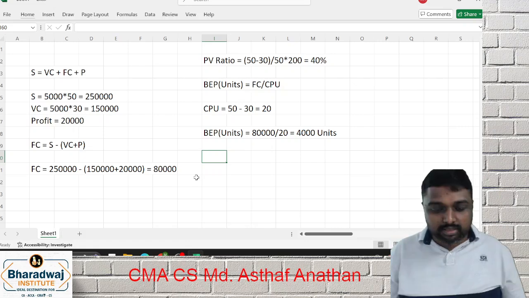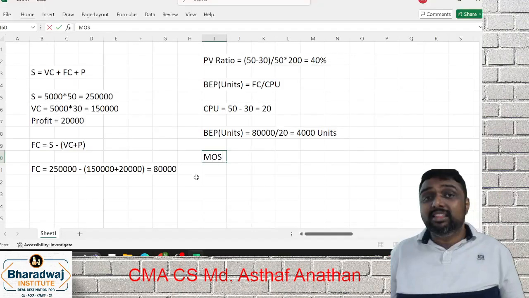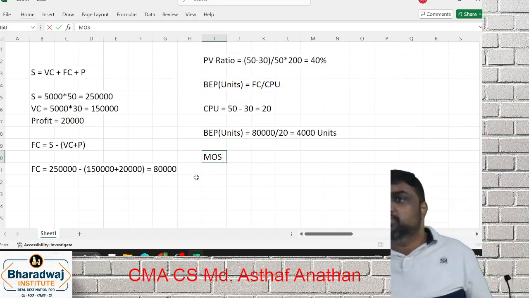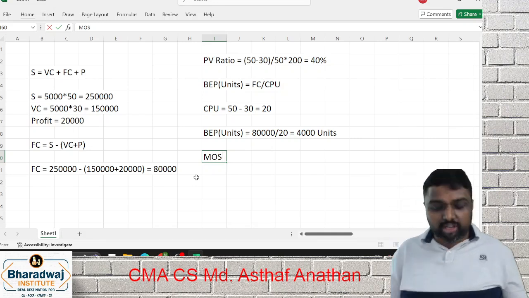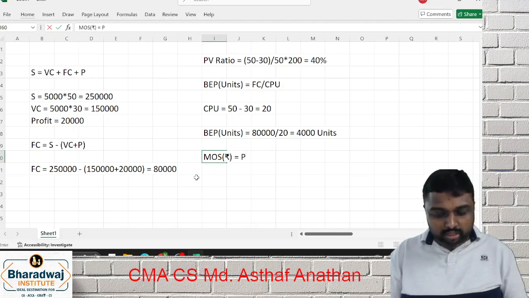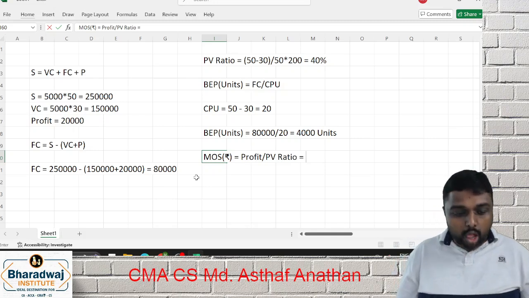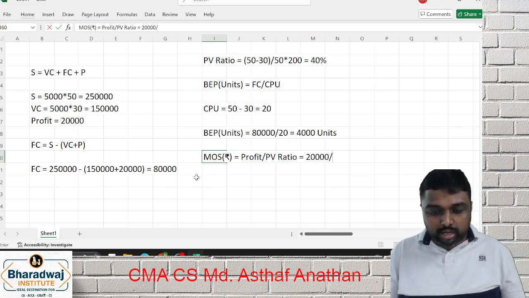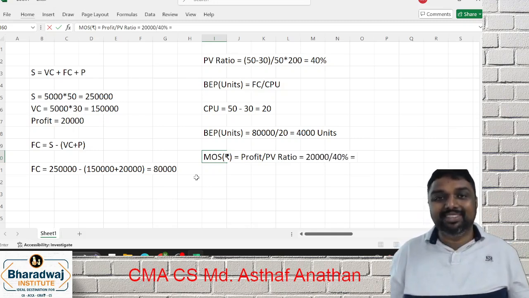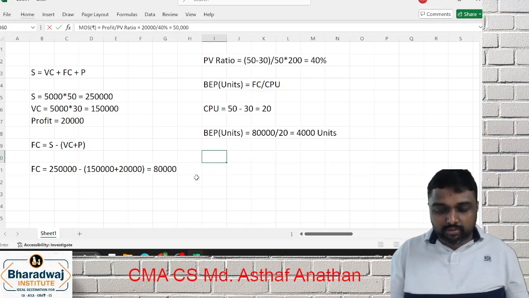What is the next level? We'll proceed, friends. Margin of safety. We can do a lot of ways. They have not specifically mentioned whether it is units or rupees. It is your wish. If you want it in rupees, you can go for profit by PV ratio. Profit is 20,000, PV ratio is 40%. What will you get? 50,000 is the margin of safety.